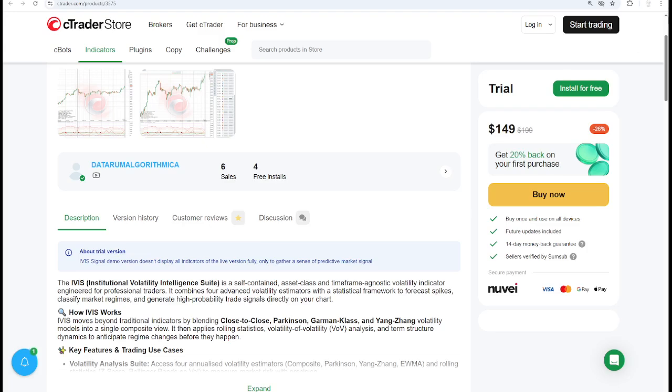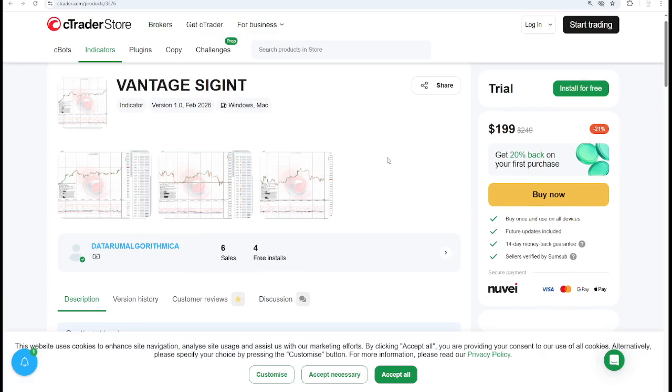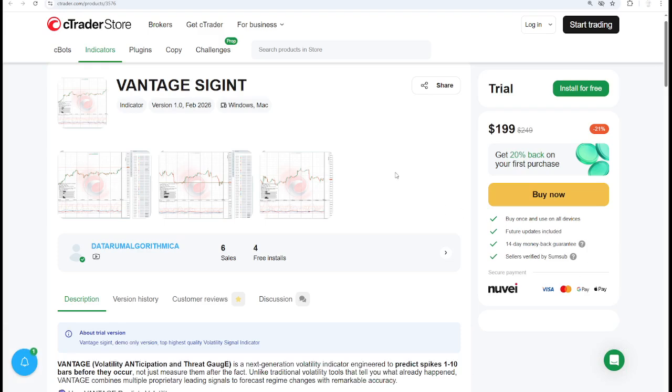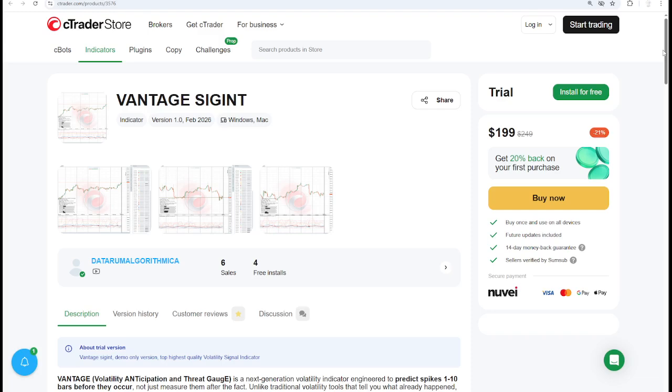So what are Ivis signal and Vantage Sigint? These are two indicators which encompass altogether a long series of volatility measures that you will not find on cTrader in the platform. These are not standard basic indicators like simple moving average or Bollinger Band, nothing of the sort. These are custom made volatility indicators. In a minute I will show you what I'm talking about.